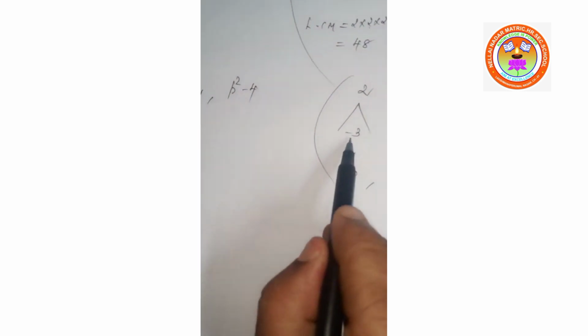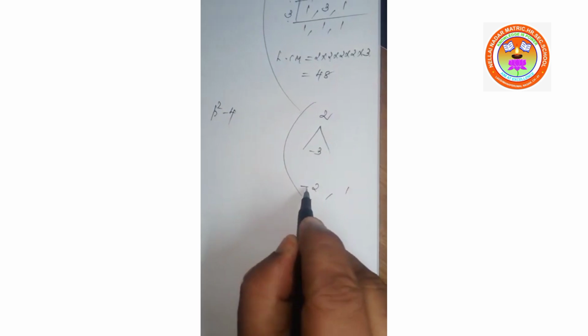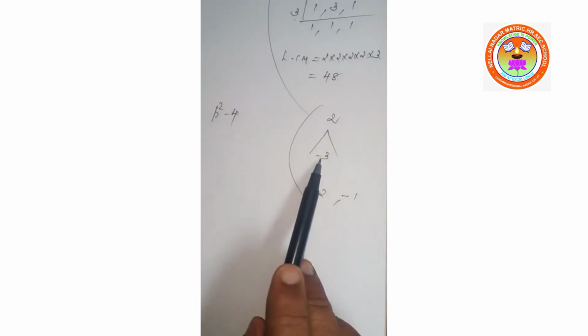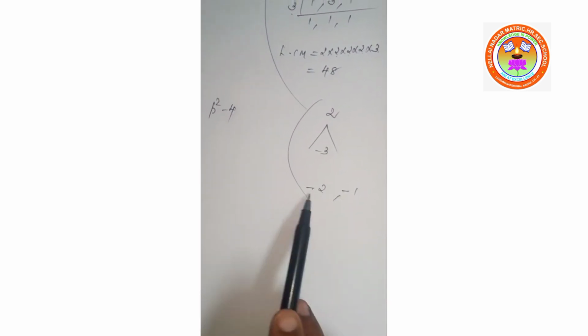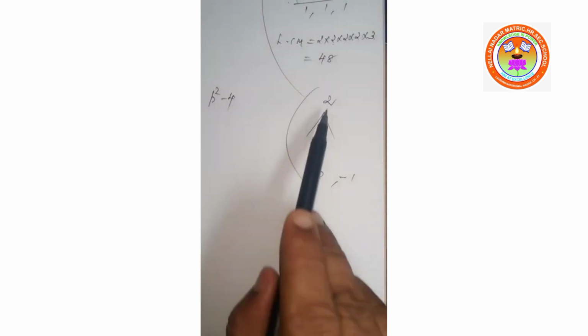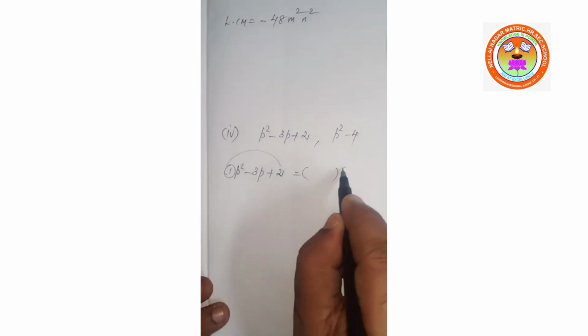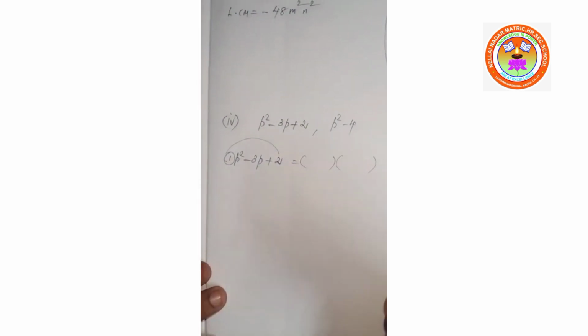For getting minus 3 while adding, what to do, sir? Introduce minus for both the numbers. Now we can verify. Minus 2, minus 1. Add the two numbers, minus 3. Correct. Multiply the two numbers, minus into minus is plus, 2 1s are 2. Correct, sir. We need the factors. Then only you can find the LCM.